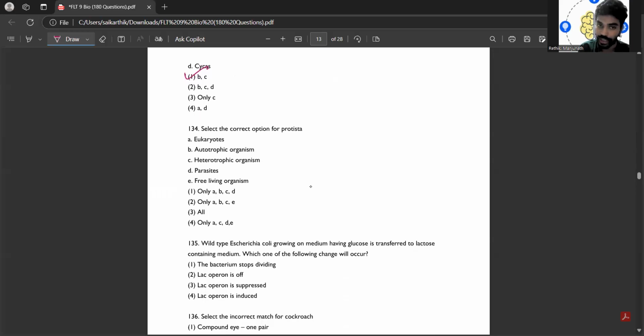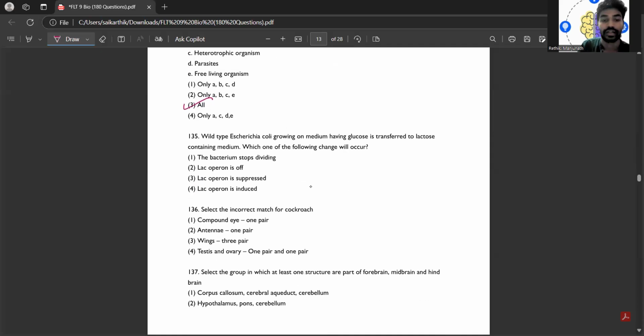Eukaryotes, autotrophic organisms, heterotrophic organisms, parasitic. So all of the three is correct. So 135 says that wild type E. coli grows on medium having glucose and is transferred to lactose containing medium. Which one of the following changes will occur? Lack of operon is actually what? It leads to the reduced one.